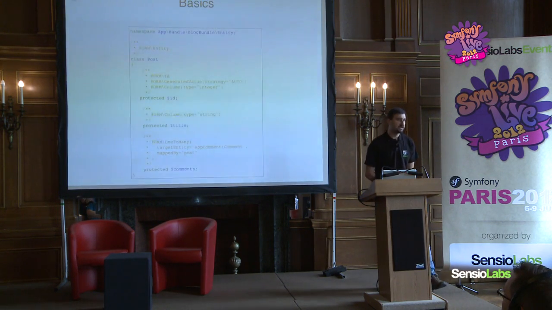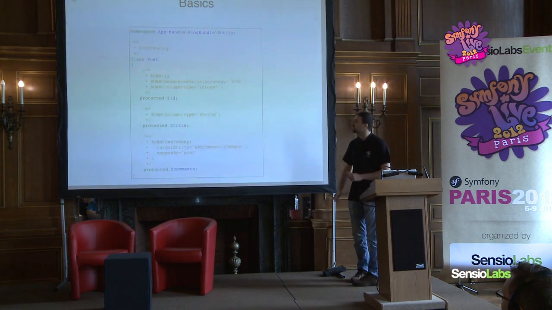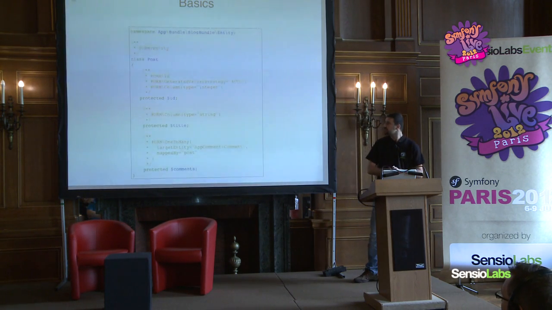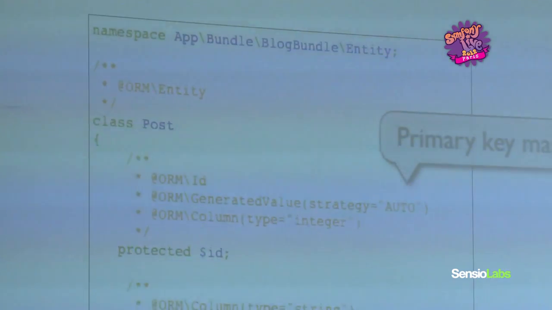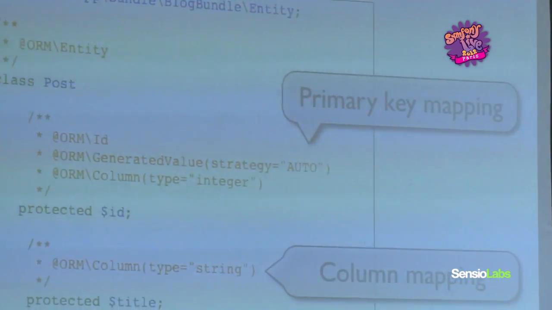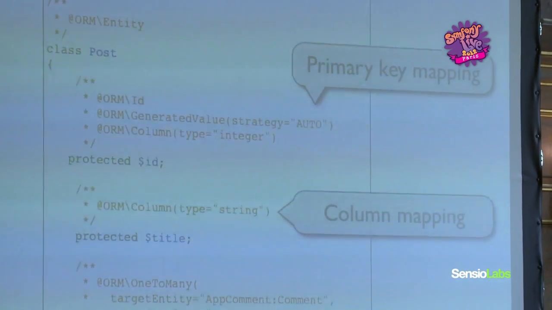we have a Doctrine class here. And then you define this one as an entity, and then you have an ID, and then you have a title, and then you have comments. Mainly what you have here is actually a primary key mapping, a column mapping, and association mapping. Everybody's fine with this?